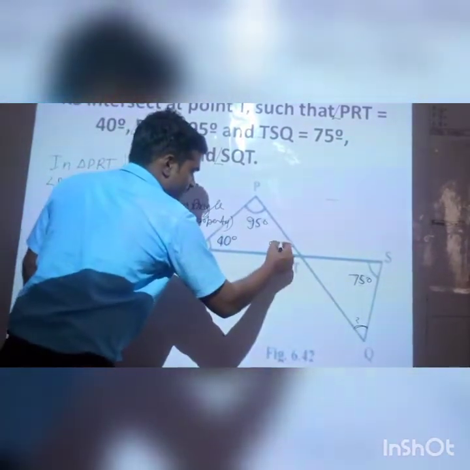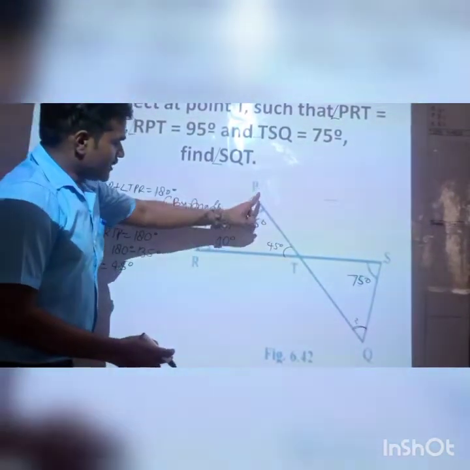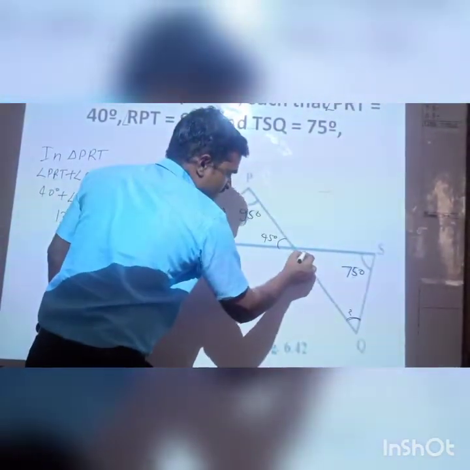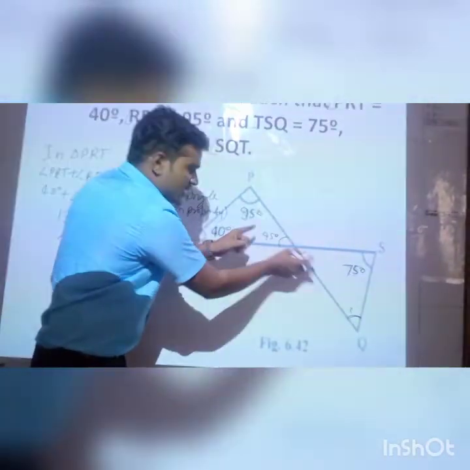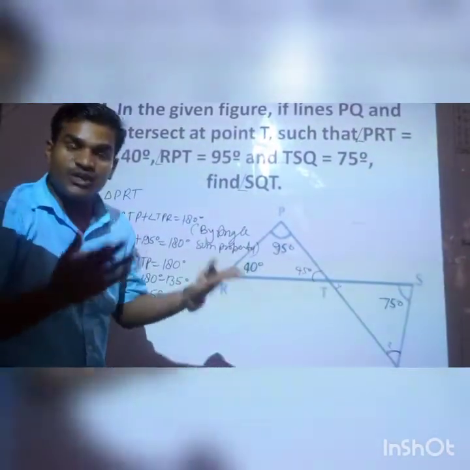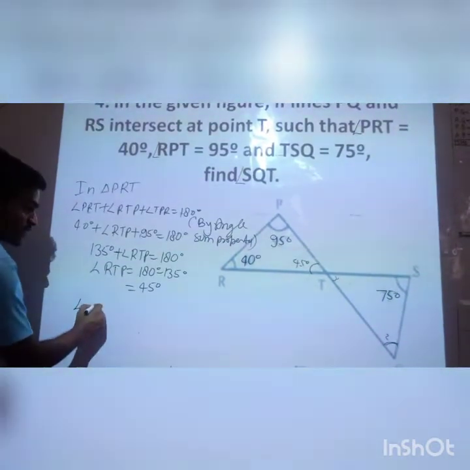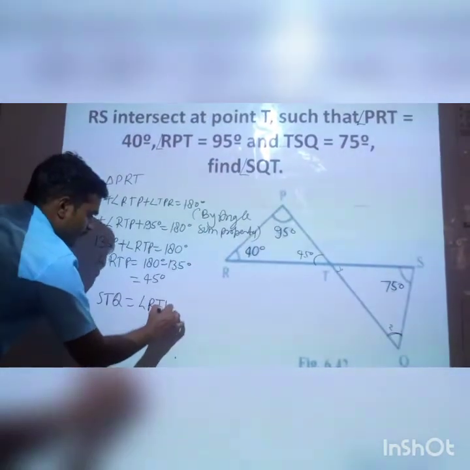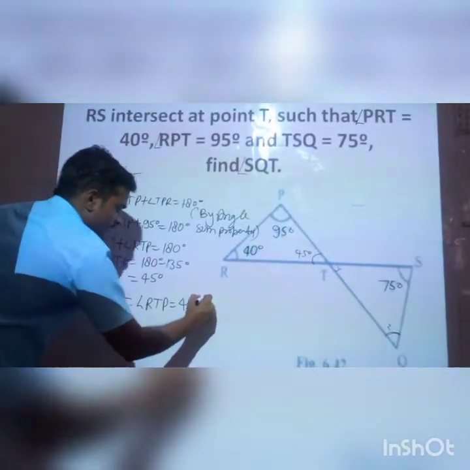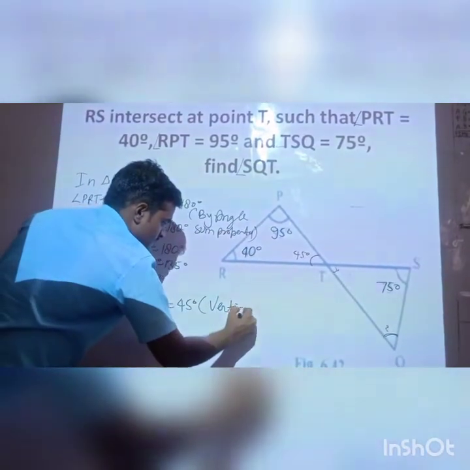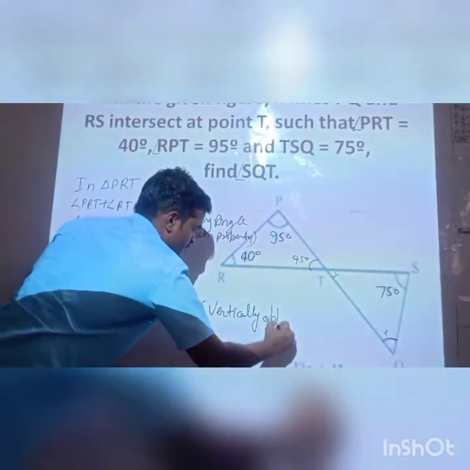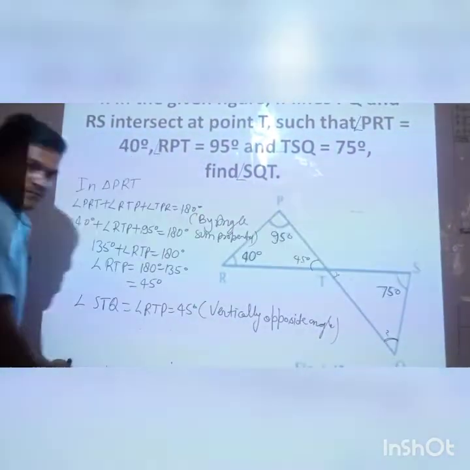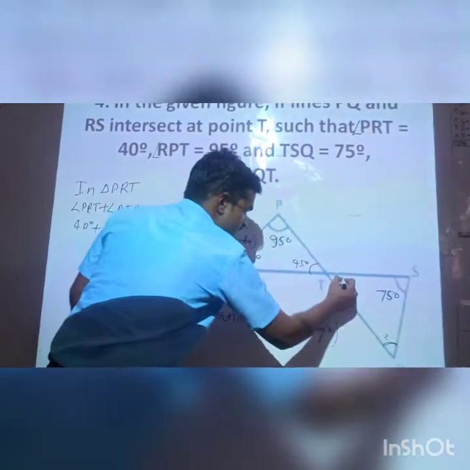Children, if angle PTR is 45 degrees, we can find angle STQ. This angle can be found. Why? Because these both are vertically opposite angles, and as we know, vertically opposite angles are equal. So angle STQ is equal to angle RTP is equal to 45 degrees by vertically opposite angles. So we get this angle as 45 degrees.